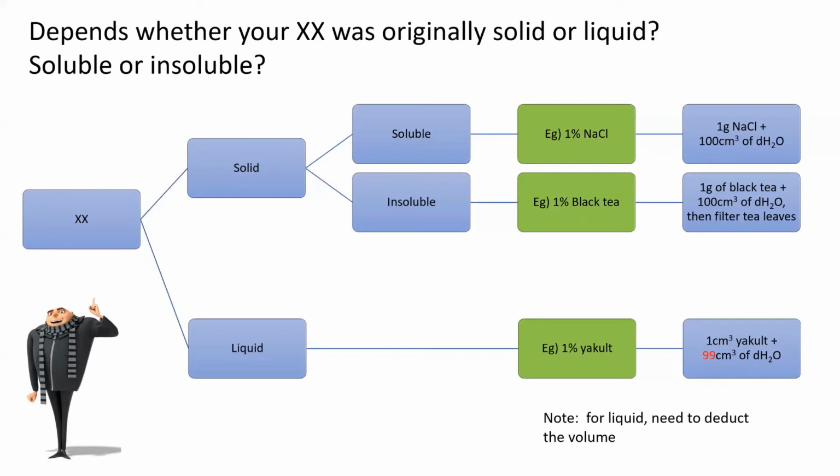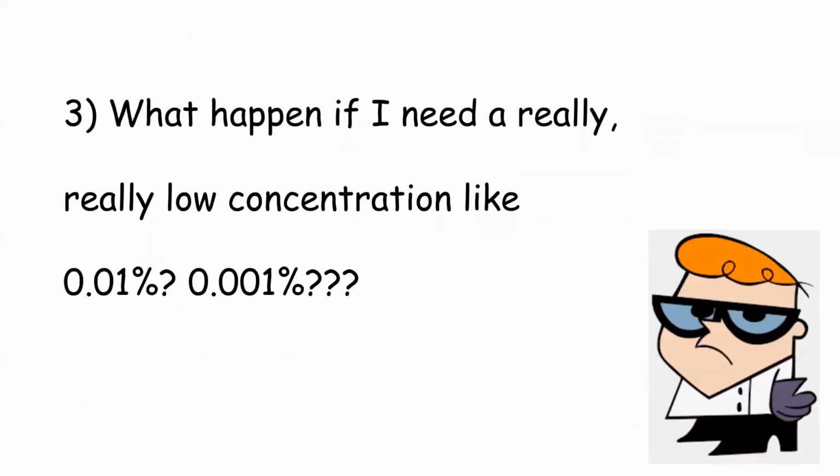Okay, for question 3. Question 3 is what happens if I need a really dilute solution, such as a really low concentration, like 0.01%, 0.001%. So what can I do? Now, our lab has an electronic balance as sensitive as reading 3 decimal places. However, we will not encourage students to measure 0.01 gram plus 100 ml of water. The reason is because if it's so low concentration or so low mass, there will be transfer loss. So when you scoop those out, it's possible that you miss out some residue left on the spatula.